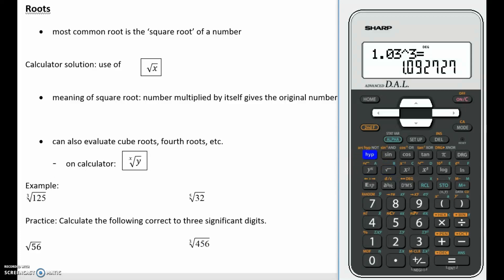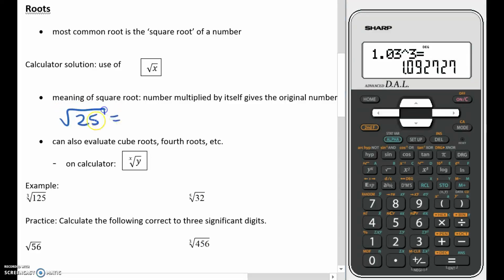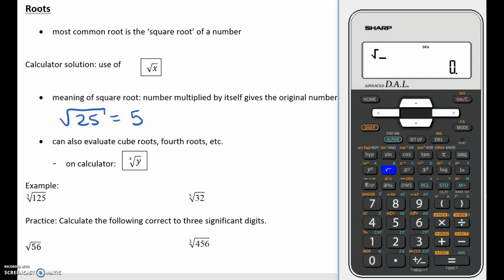The square root expression asks us what number times itself is equal to the value underneath the square root sign. The square root of 25 is equal to 5, since 5 squared is equal to 25.